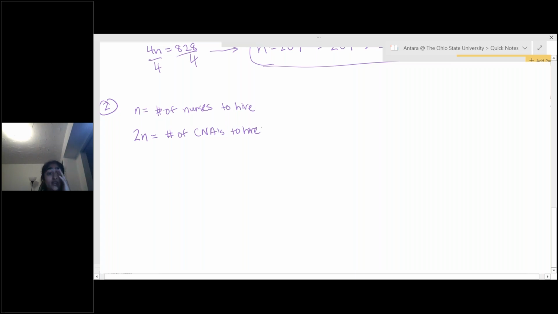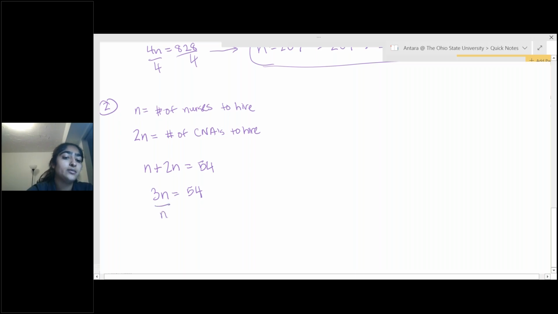So the number of CNAs needed to hire, which is 2n, plus the number of nurses needed to hire, should be equal to the total of 54 nurses and CNAs together. So we have this equation: n plus 2n equals 54. Here we combine the like terms on the left side, so we have 3n equals 54. And we isolate the n variable. Sorry, let me divide by 3, not n. And we get n equals 18.